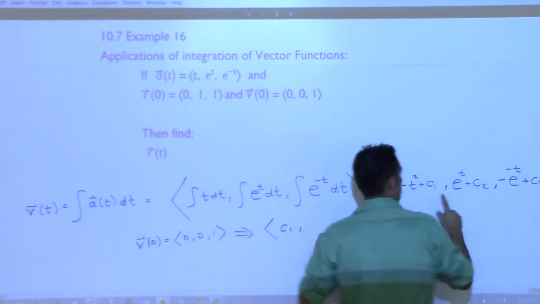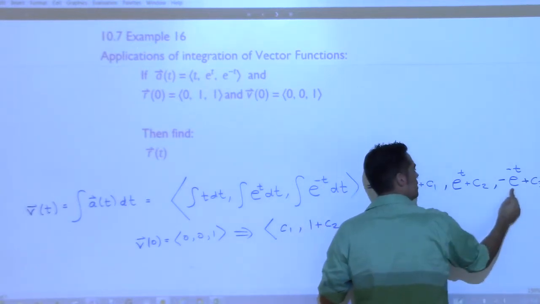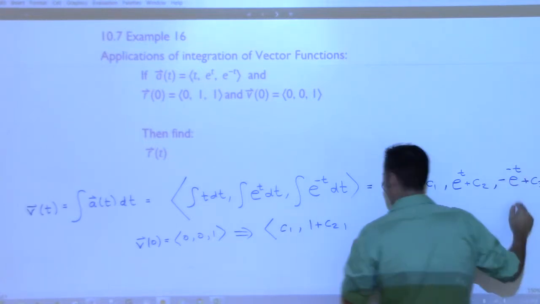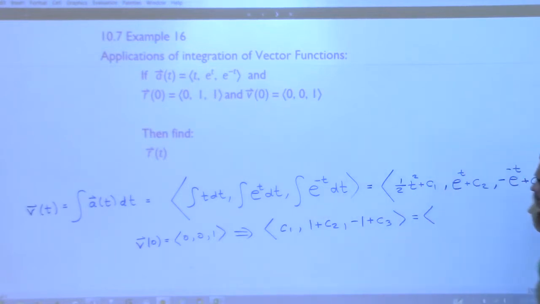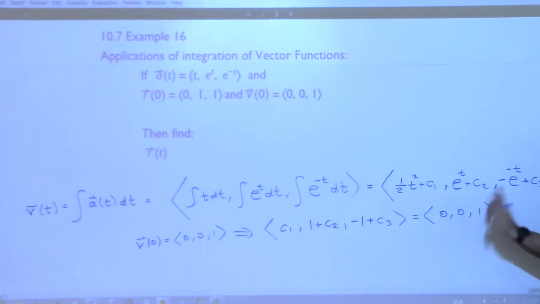C1, and then 0 here, we get 1 plus C2, and then we plug in 0 there, so what's that going to be? -1 plus C3. That must equal what? 0, 0, 1. And so now we can solve for each of these. So C1 is 0, C2 is -1, and C3 is 2.